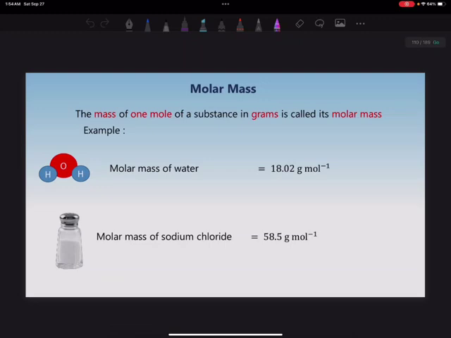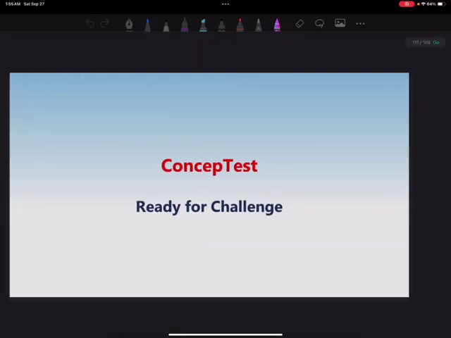Now let's learn what molar mass is. The mass of 1 mole of a substance in grams is called the molar mass. The molar mass of water is 18 grams per mole. The molar mass of sodium chloride, that is NaCl, is 58.5.